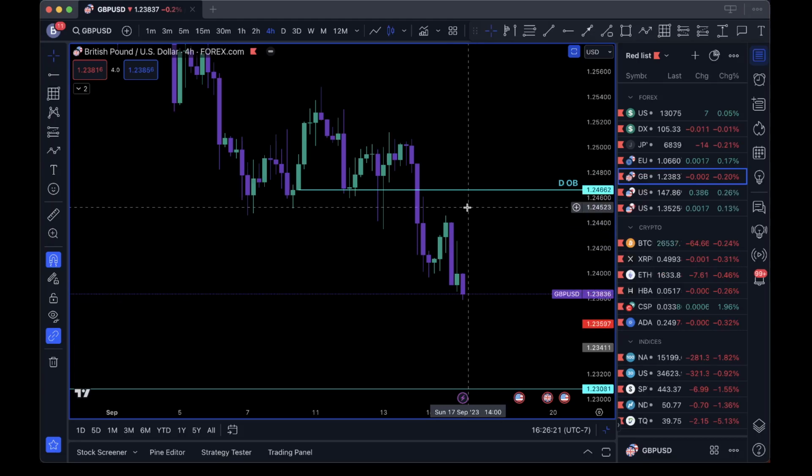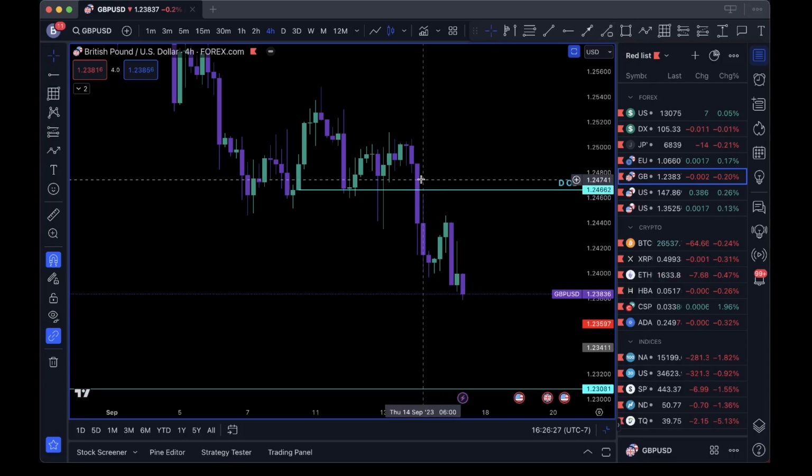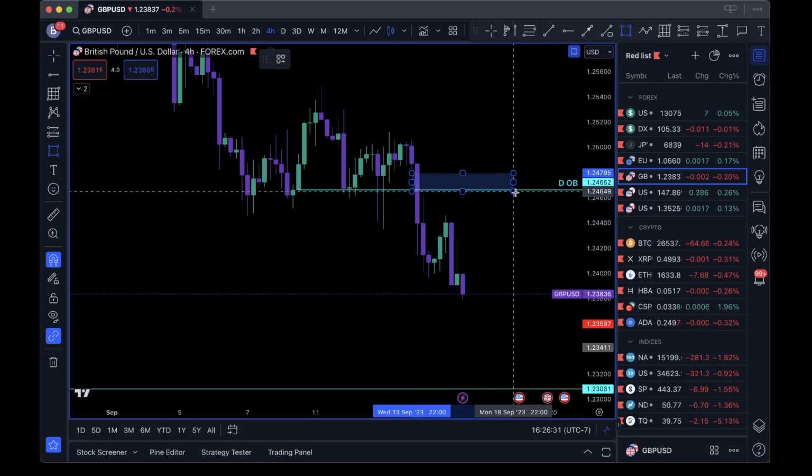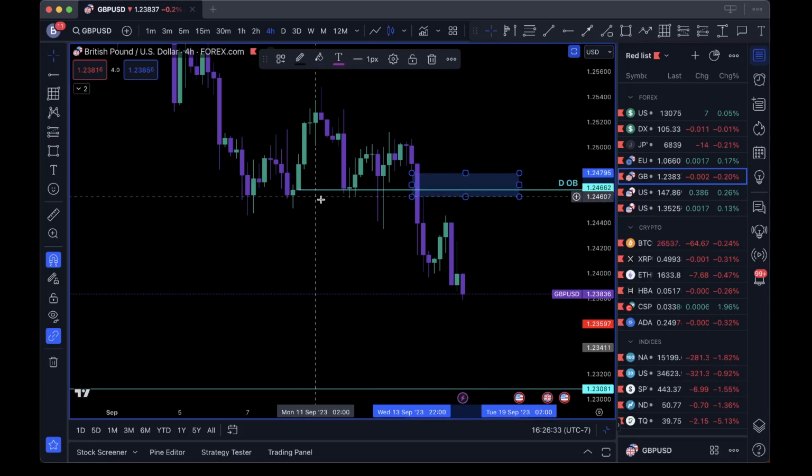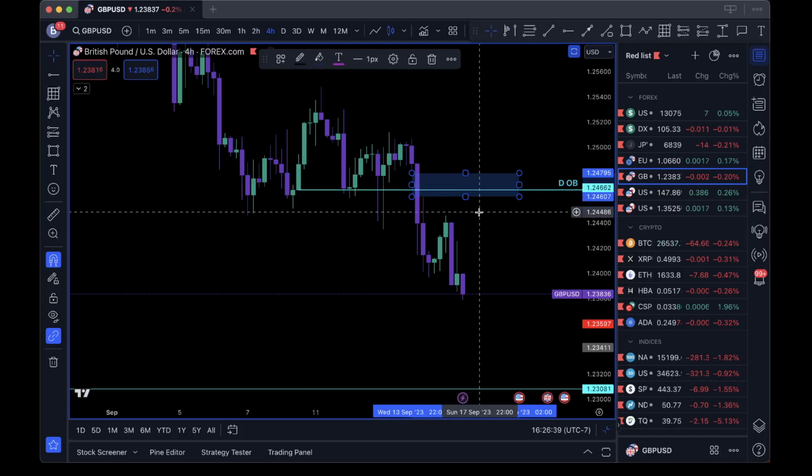I could see an argument, for the 4-hour, of a little liquidity right here into this 4-hour fair value gap, which I'm going to mark out right here. And it also kind of lines up with this breaker block right here, right? So this is the bottom of our daily order block.